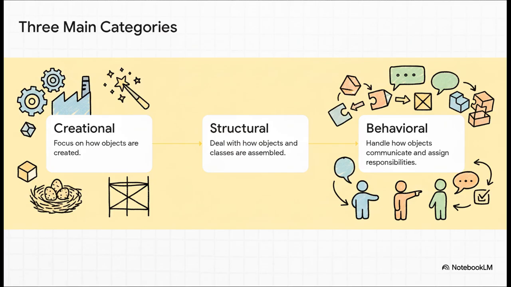First, we have creational patterns. These are basically your how-to-build guides for objects. Then you've got structural patterns, which are like the instruction manual for assembling those pieces into larger, flexible structures. And finally, we have behavioral patterns. Think of these as the rule book for how all these different parts talk to each other and get work done. So let's break each one down.